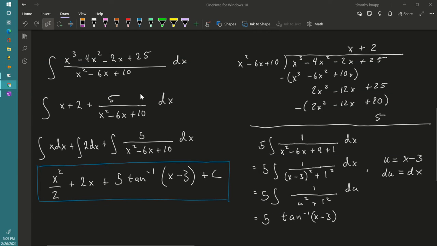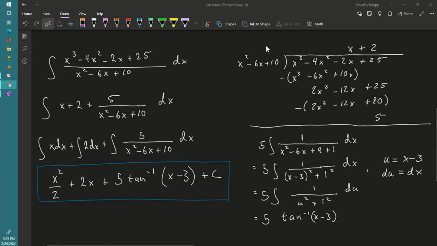Hey, so we're looking at another improper rational where we've got a larger degree in our numerator than in the denominator. So what we would do here is long division. When I do the long division, I write my numerator here, my denominator here. Then I ask myself, what can I multiply by this term in order to give me that term? So x is the correct answer, and I write it here.